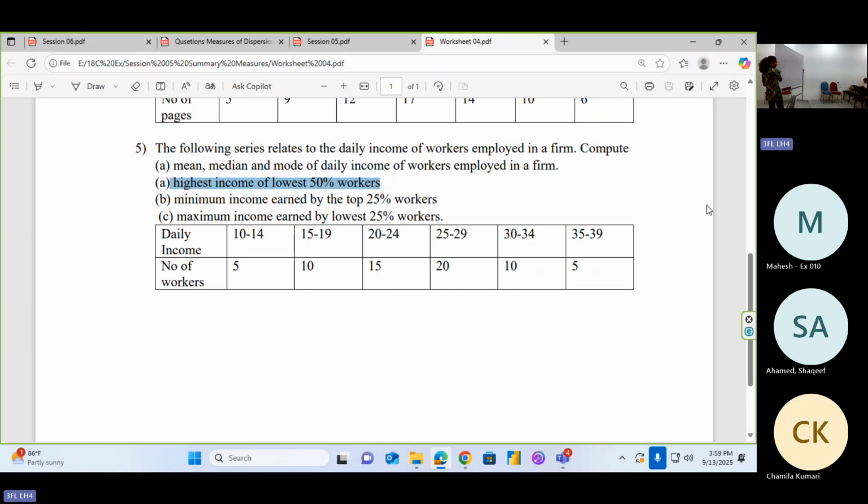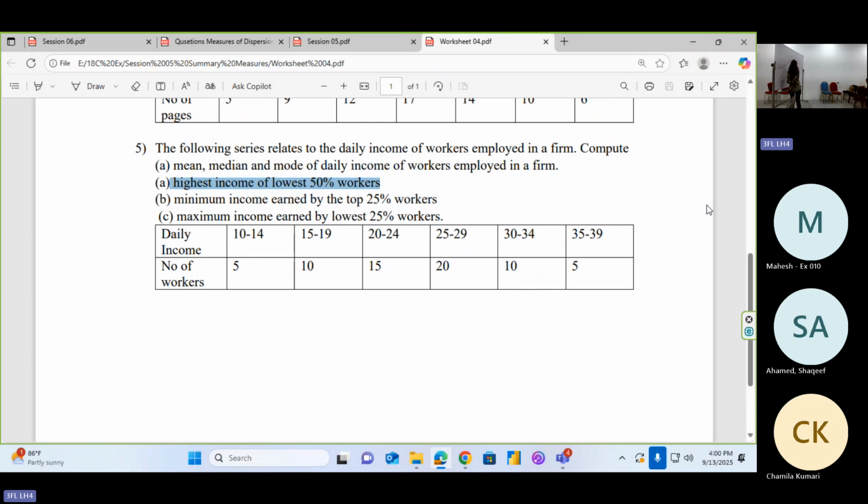Here 25 is the lower limit. Then what is the lower class boundary? 24.5. Okay. Then here, cumulative frequency. Here we write the previous class interval cumulative frequency. Okay. This is the previous class interval. This is the cumulative frequency. What is the answer here? 30.